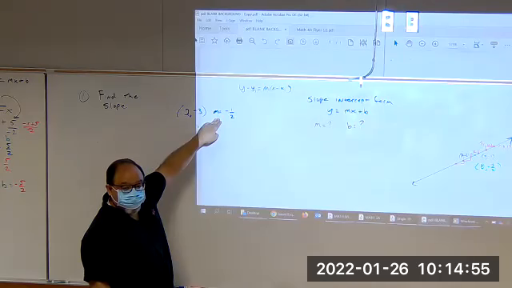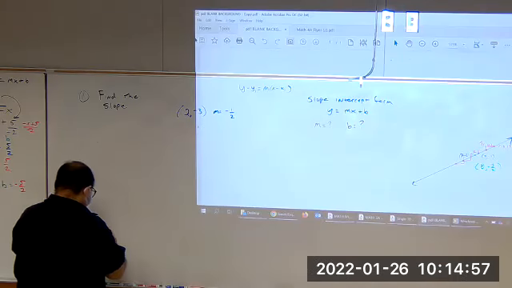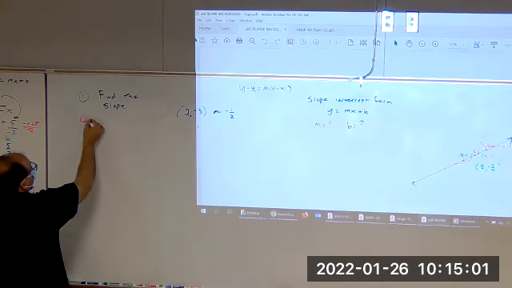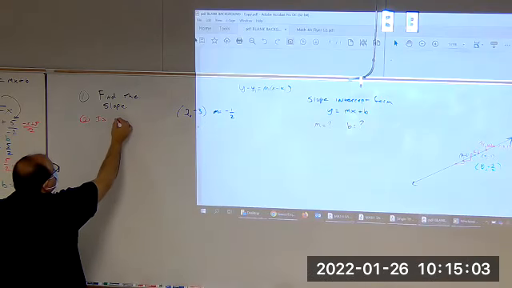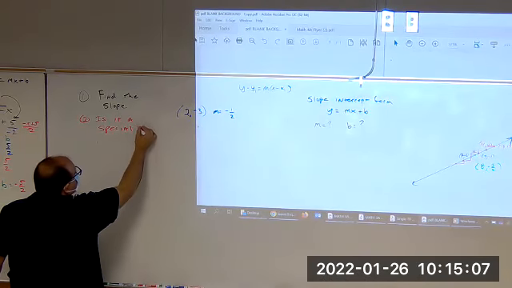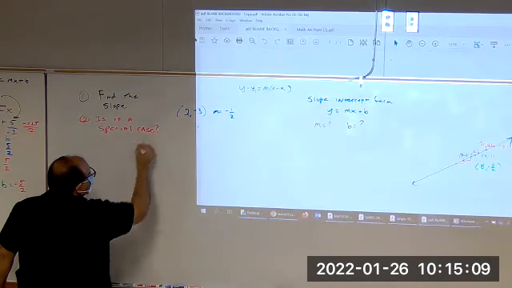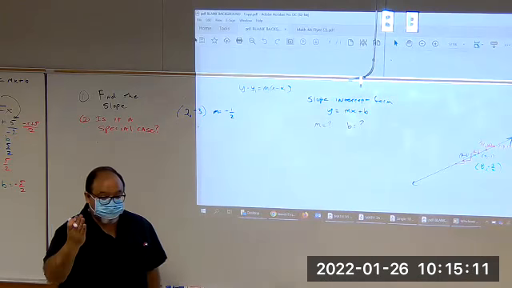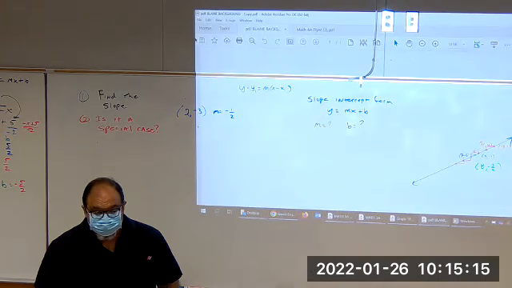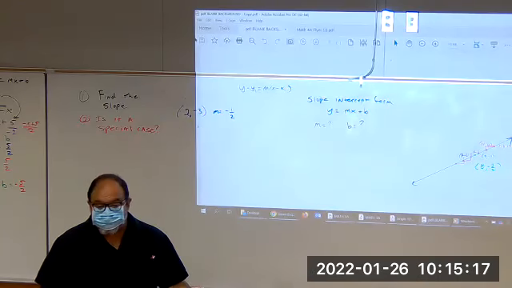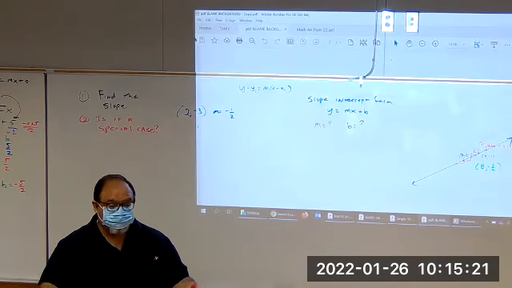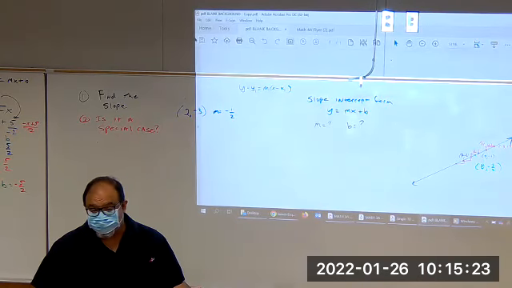Okay, we found one of the pieces. It was given to us. The next thing you do, step two, is it a special case? Because if your slope is 0, or if it's undefined, then you don't need to do the rest of the steps. It's just x equals a number or y equals a number because it's horizontal or vertical.